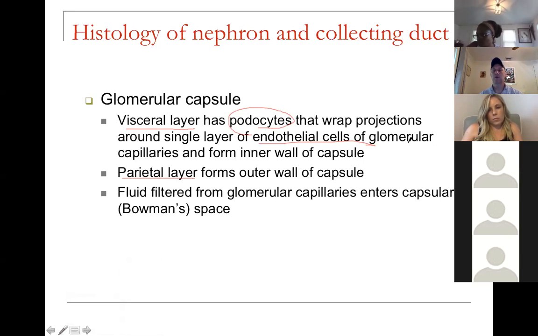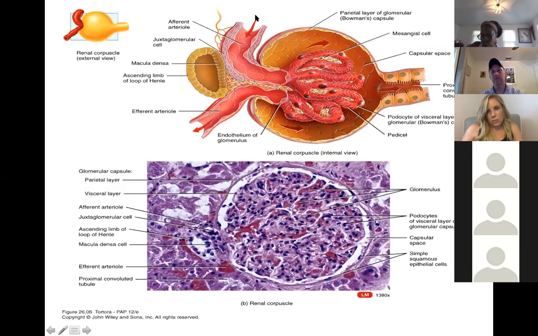So if you wrap your hand around in a circle like this and put your fingers in a distended way inside your hand, your fingers would be the endothelial cells and podocytes surround those. And that makes up the visceral layer. The parietal layer is made up of a series of cells that just create the wall of the capsule. Fluid's going to move into this space and it's going to push out. And that's actually what you see here.